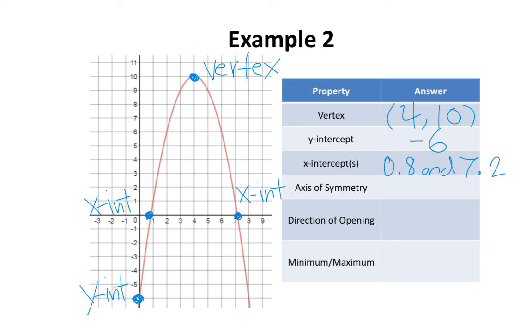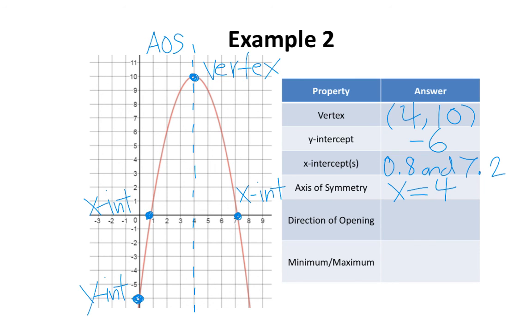Next, let's label our axis of symmetry. Remember, the axis of symmetry crosses through the vertex. So let's do that. Instead of labeling it axis of symmetry, let's just label it AOS. And if you recall, this is a vertical line, and the equation for a vertical line is x equals. We need to take a look at where that axis of symmetry crosses the x-axis. It crosses it at 4. Therefore, the equation of this vertical line is x equals 4.